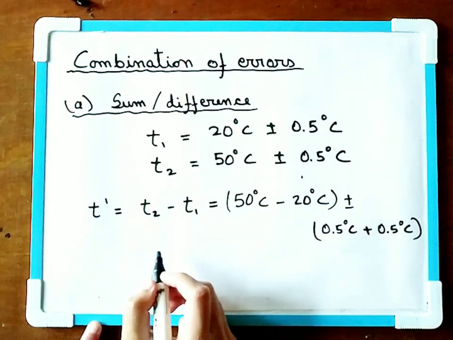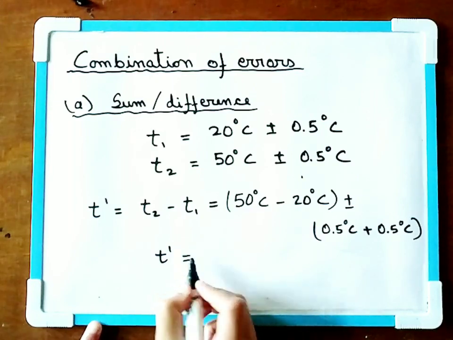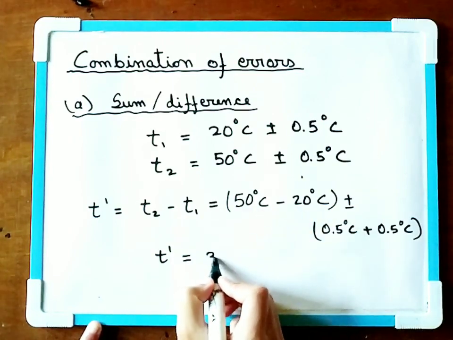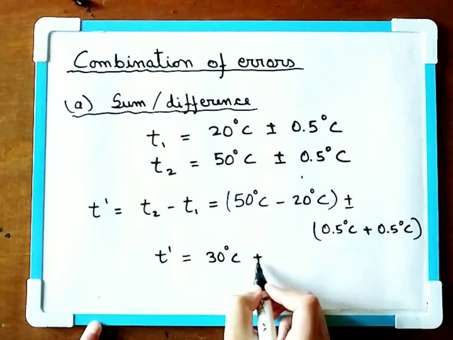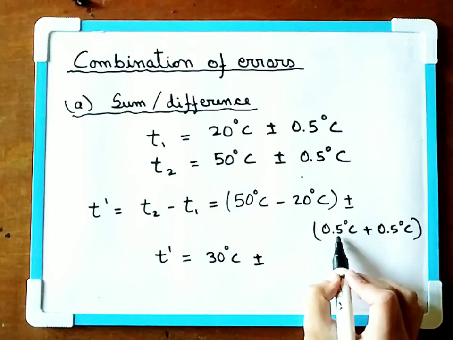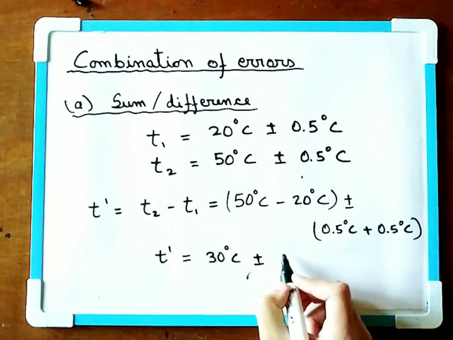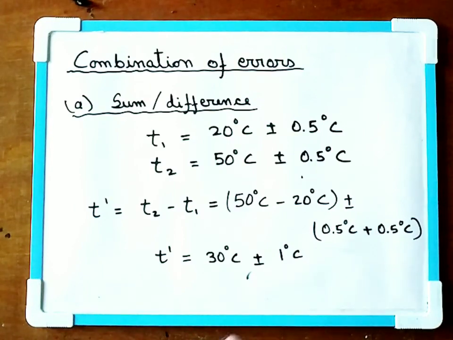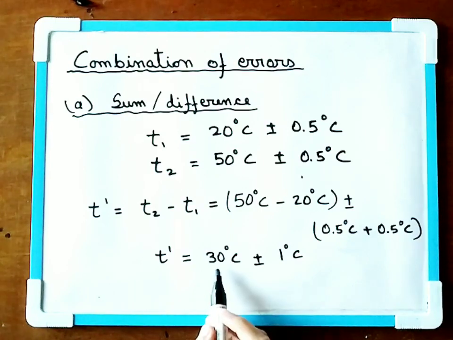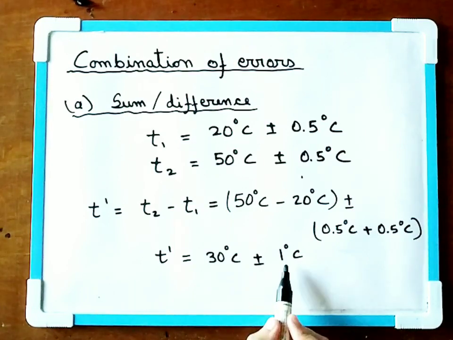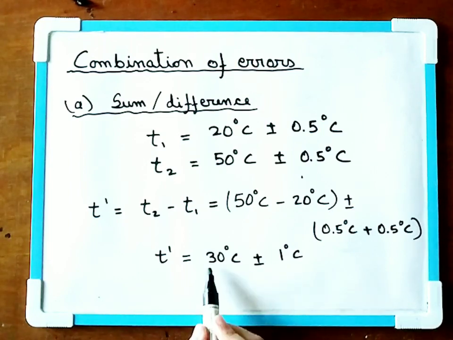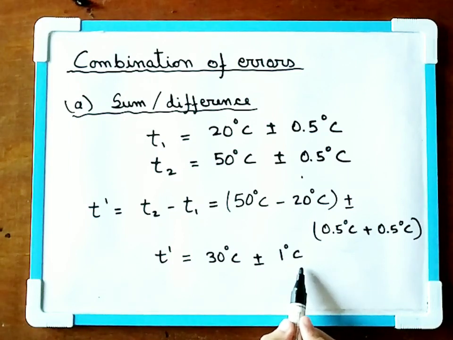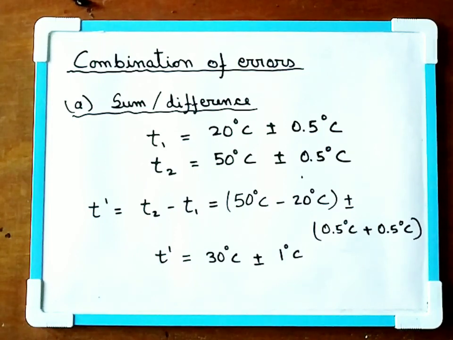So this T dash will be equal to 50 minus 20, that will give you 30 degree Celsius, then plus minus, what is the absolute error? 0.5 plus 0.5, and that will give you 1 degree Celsius. So this is the expression for the difference of the temperature of the two bodies. It is equal to 30 degrees Celsius with an accuracy of 1 degree Celsius. Okay, so remember, this is the true value, and this is the absolute error of the combination, that is the difference of the two quantities, the temperature of the two bodies.